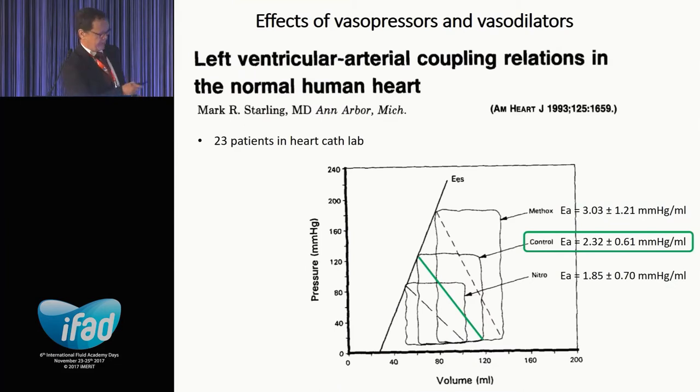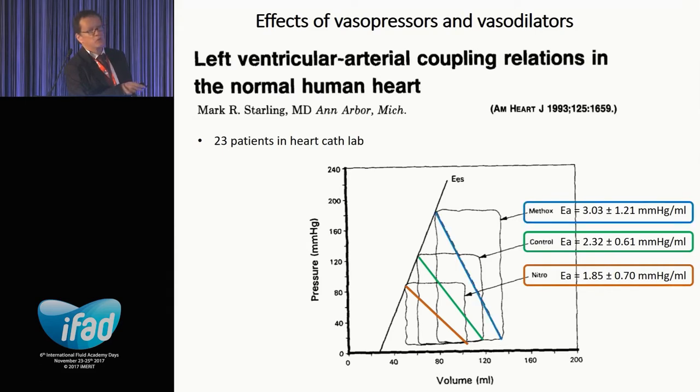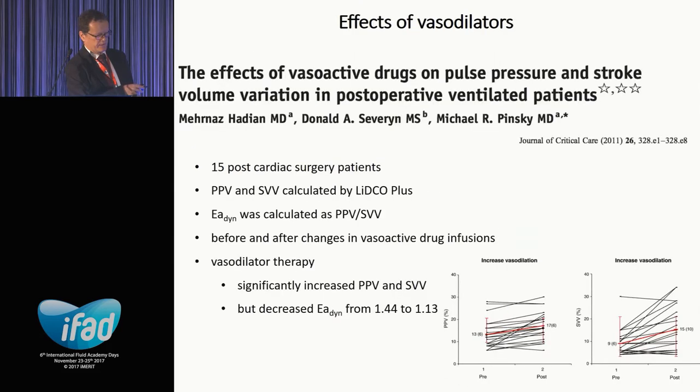This is, again, the effect of vasodilators and vasoconstrictors. So this is a normal arterial elastance. And if you give a vasodilator like nitroglycerin, you will decrease this variable. And if you give a vasopressor like methoxamine, which is a pure alpha constrictor, you will increase this elastance.